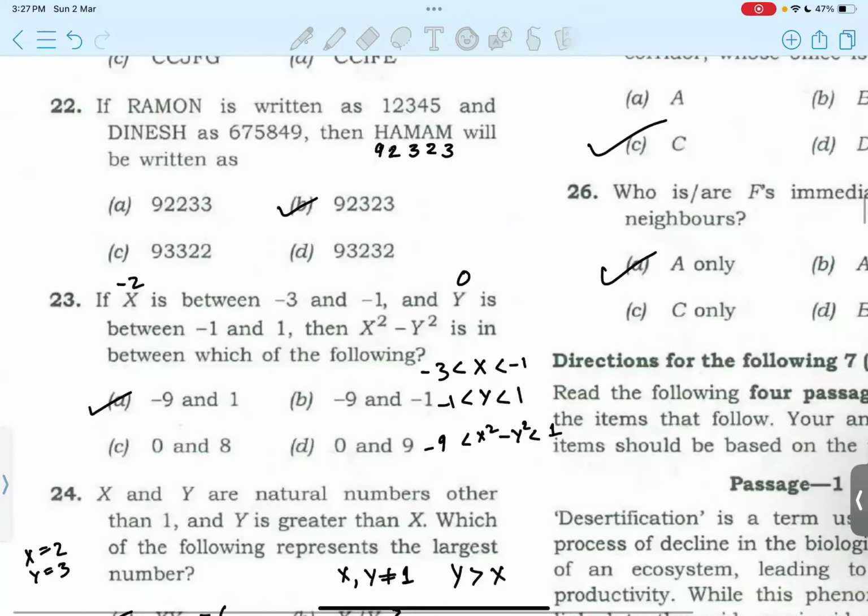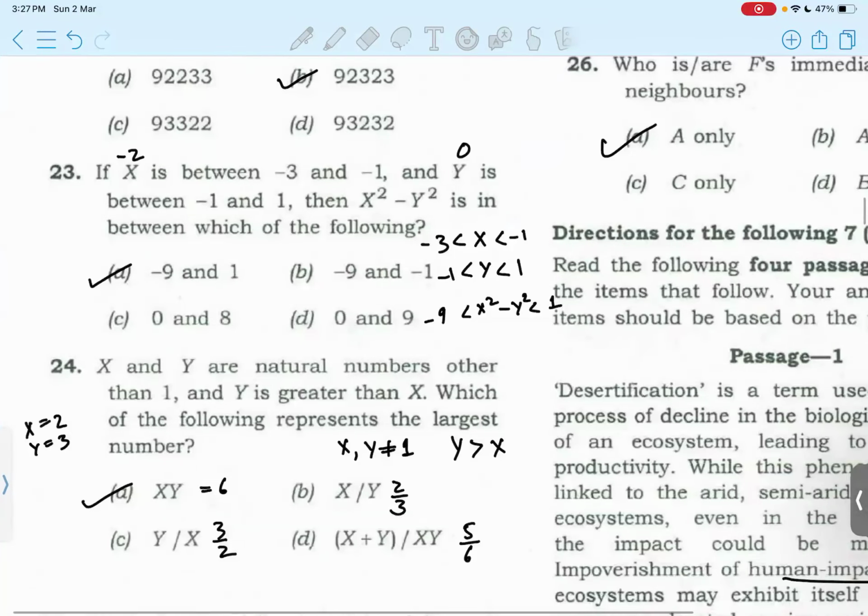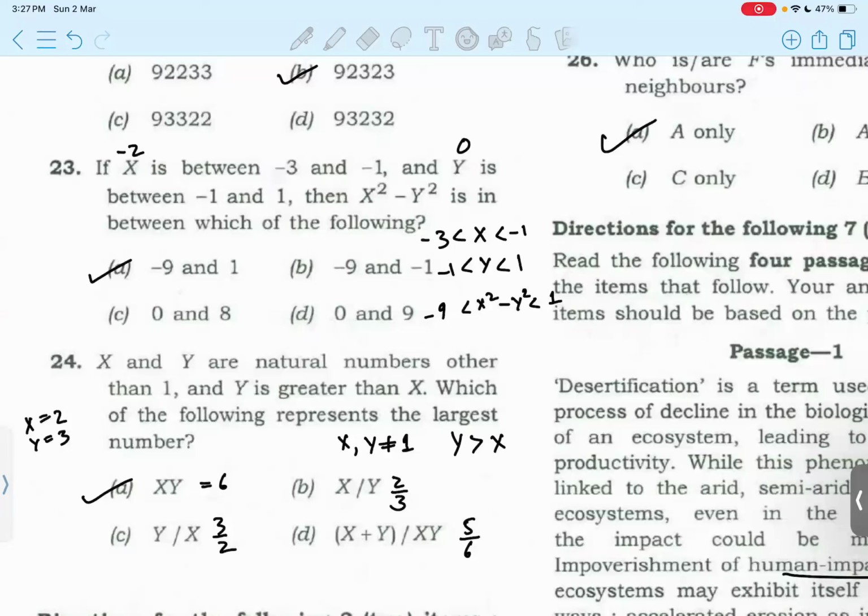Option B. Okay, so here we are given that X is between -3 and -1. So we have written it down. Y is between -1 and 1. Now for X square minus Y square, what it should be. So we've just written that the least value for X and the maximum for Y should be the range for this. So it should be -9 and 1.